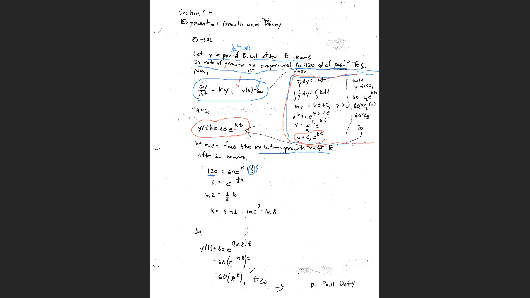That's right, Michael. It's in hours. Remember how we defined y. y was the population of E. coli after t hours. So that means when we use the formula, time has to be in hours. Well, 20 minutes is 1/3 of an hour.